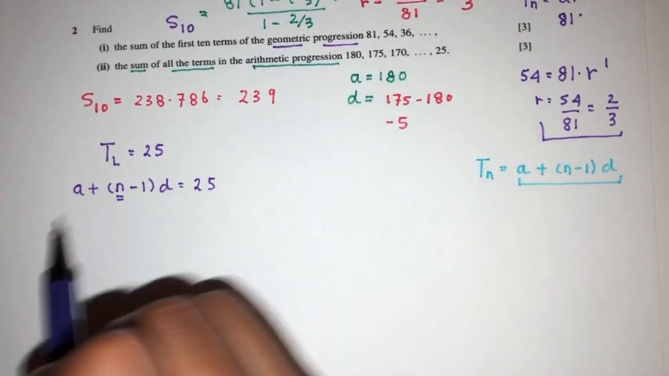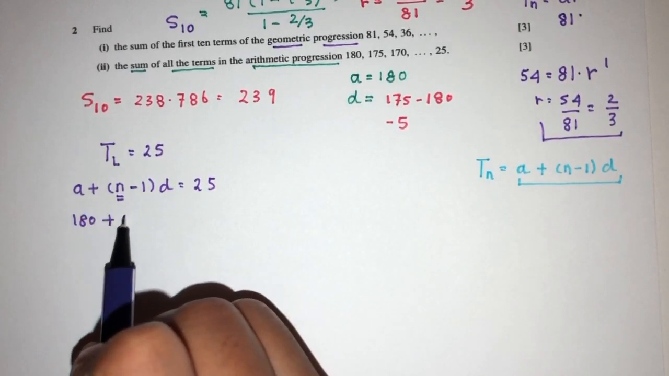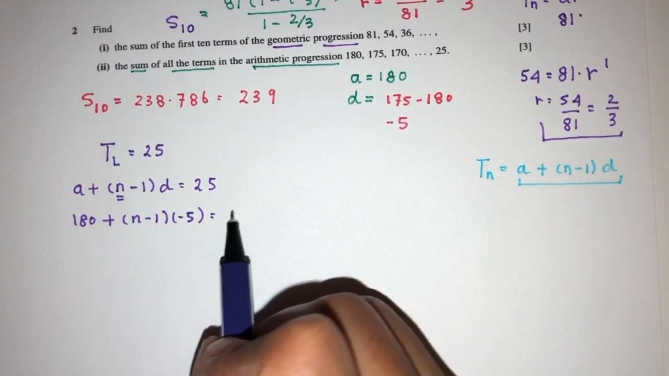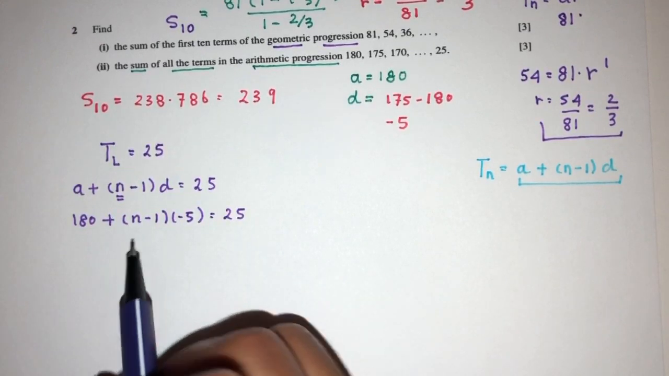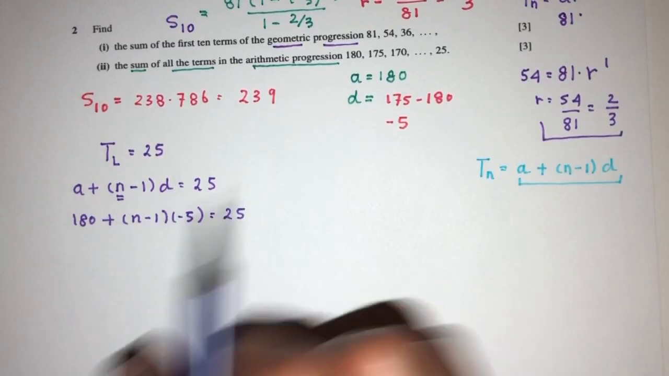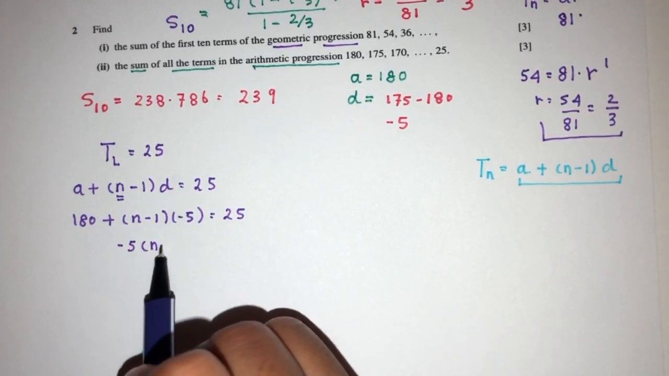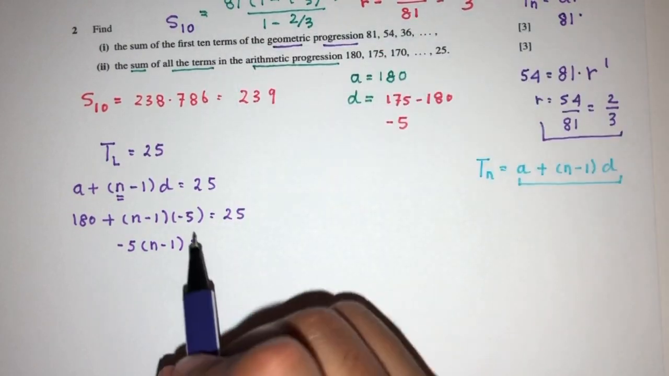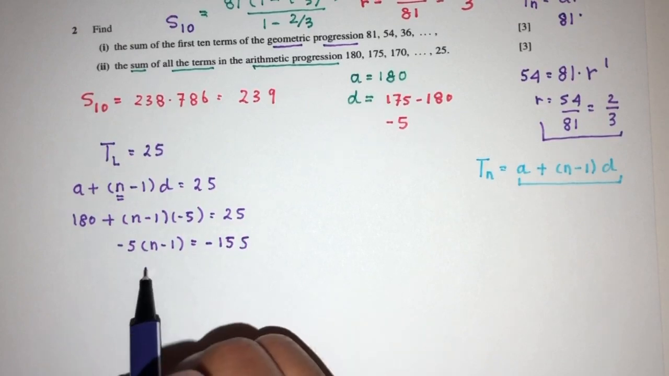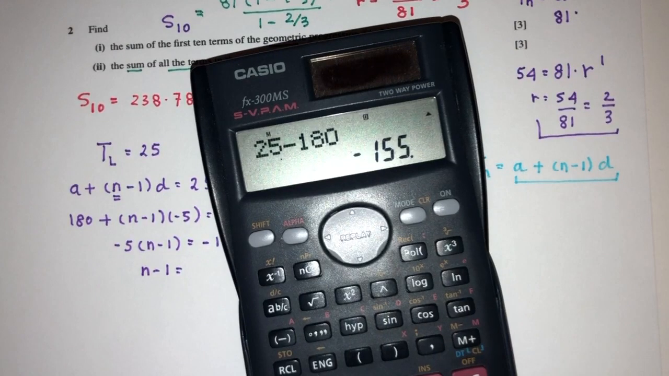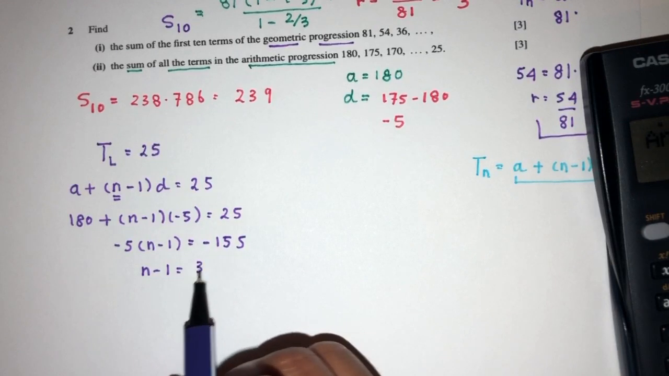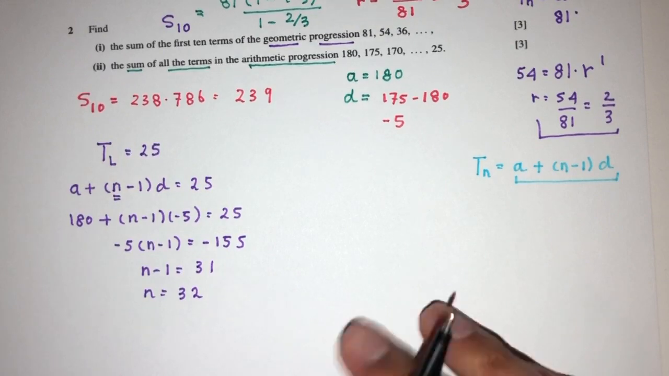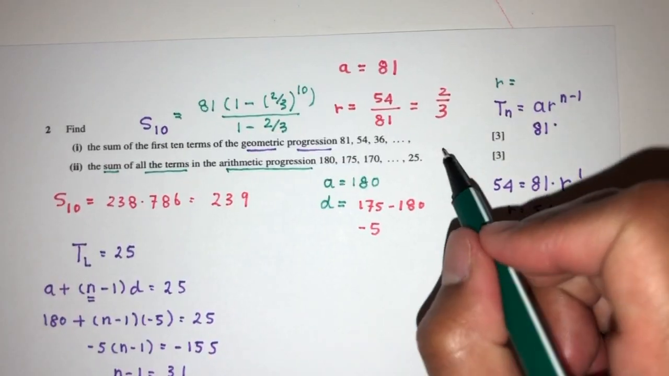So a is given to you by 180 plus n minus 1 times d, that will be minus 5, and that should be 25. So let's see what we have. First thing first, we can send this over here. You will have 25 minus 180, that should be minus 155, right? And then n minus 1 should be 155 divided by 5, that should be 31. So finally n has to be 32.